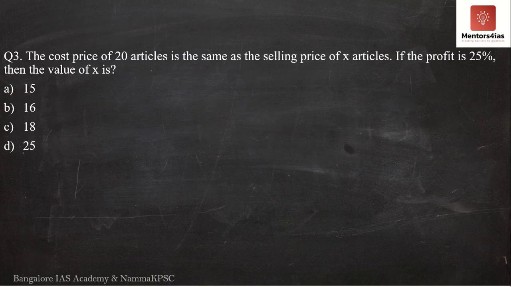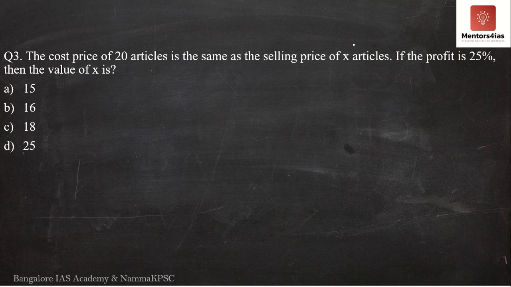Now what does the third question say? The third question says the cost price of 20 articles is the same as the selling price of X articles. So if the profit is 25%, then the value of X is what?